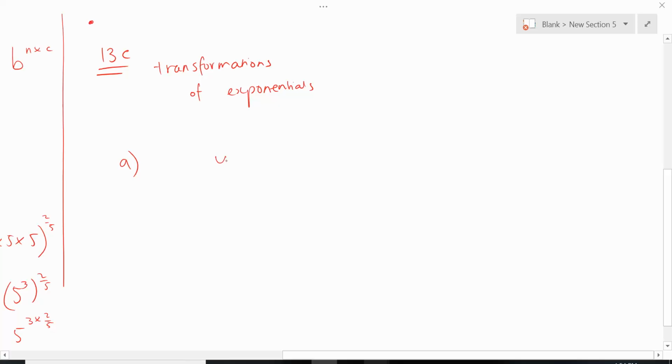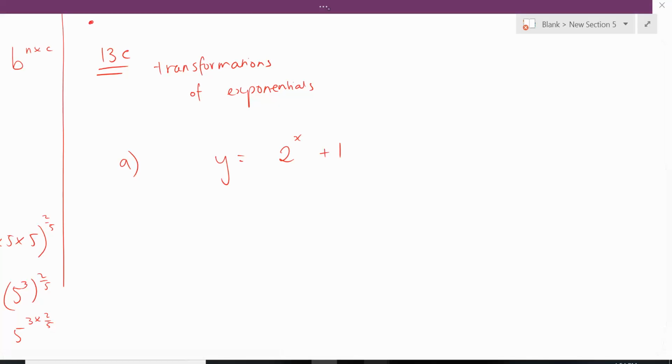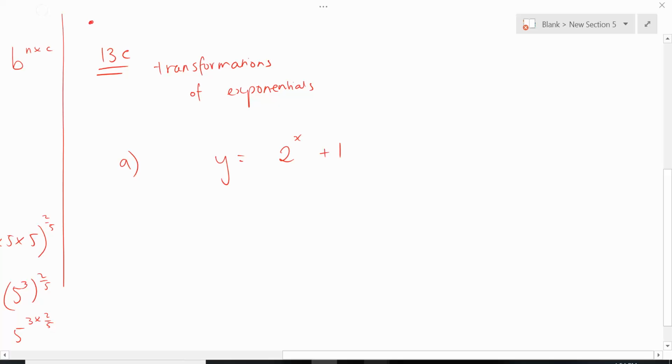Let's say I gave you y equals 2 to the power of x plus 1. So let's start off easy. What's the plus 1 do to the graph again? Can I please have, yes, Seb? That shifts it up by 1. Good, shifts it up 1.